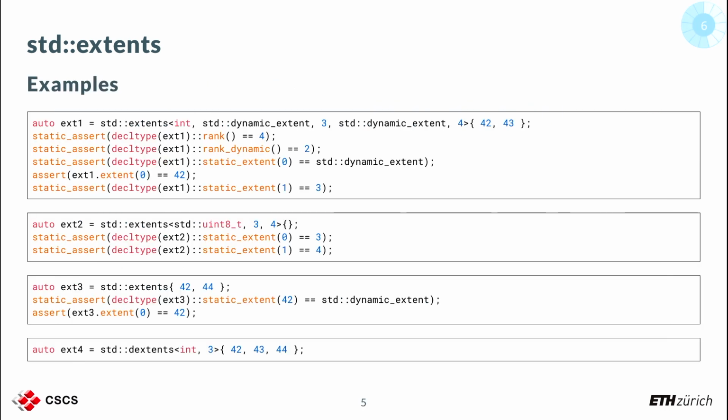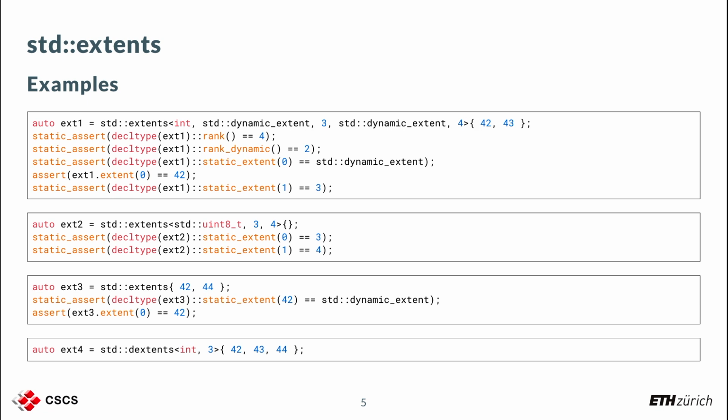Okay, some examples. There are different ways how you can construct your extents. Here, say I want index type int. I have a dynamic extent, a compile time extent of 3, another dynamic extent and another compile time extent. Now I'm instantiating this type, and what I have to provide here are the dynamic extents. So the 42 goes here at runtime, and 43 goes here.